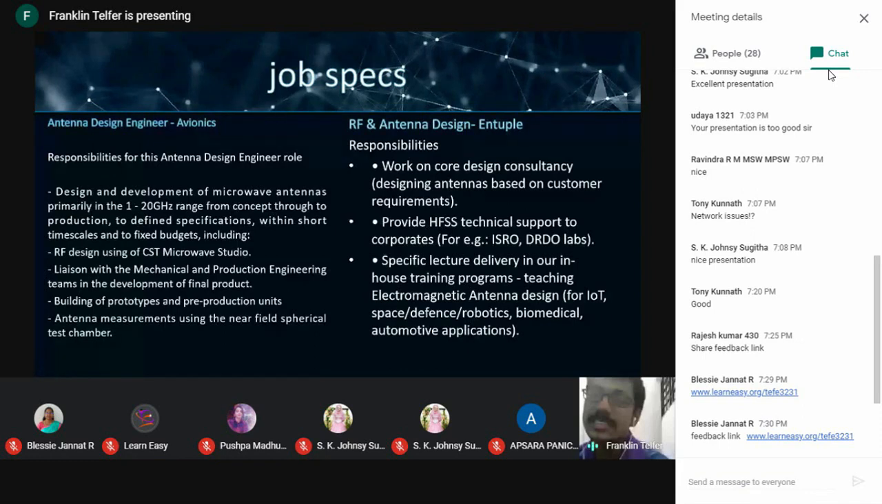Once you have a good concept and base knowledge in antenna design and antenna basics, you can go ahead with any one of the solvers. You can design it, and maybe you can get a job in any one of these core industries, where your basic salary will be quite high. I'm sure that this is a good job in the field of antenna and technologies.